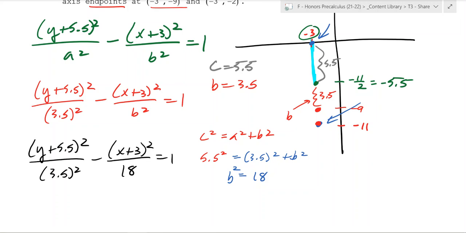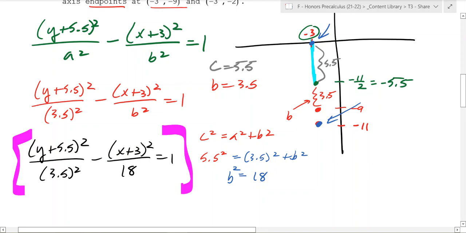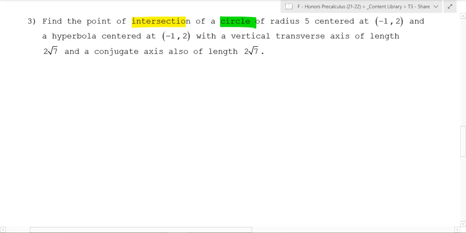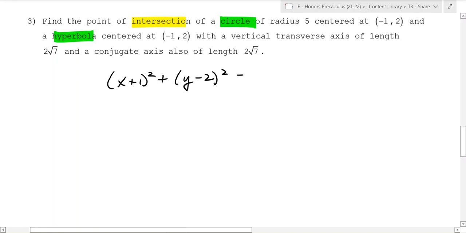There you go. So that's what you have right there. What we're doing in number 3 is finding the point of intersection of a circle and a hyperbola. This circle is a circle of radius 5 centered at (-1, 2), so the equation is (x + 1)² + (y - 2)² = 5². That's the circle. Now we just need the equation of the hyperbola.